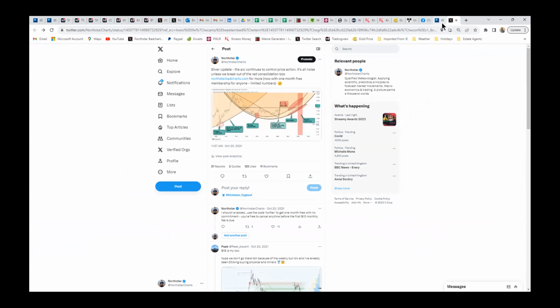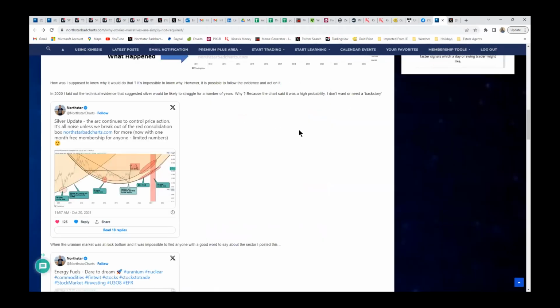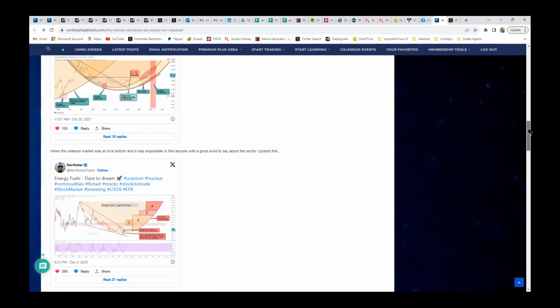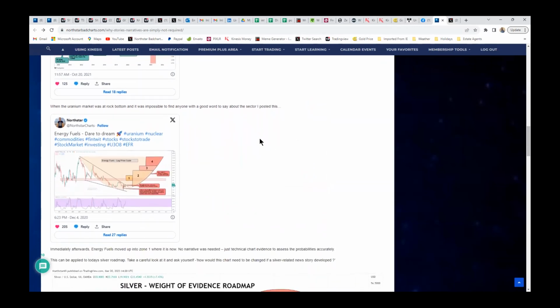So there we go. Once again, the technical analysis does not need a narrative. It does not need a story. It does not need any particular reason or backstory as to why something is going to do what the TA says it's going to do. So the technical analysis, if it's done properly with due consideration to all of the evidence, will show you the way effectively. When the uranium market was at rock bottom, it was impossible to find anyone with a good word to say about the sector.